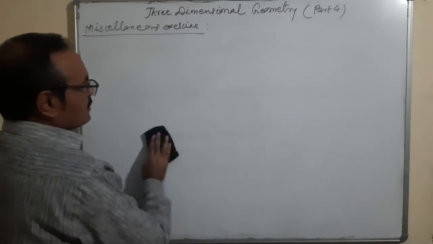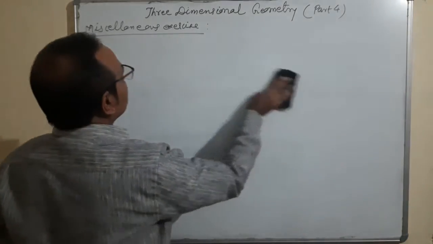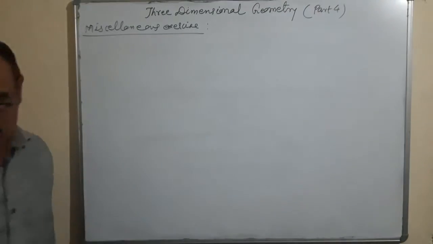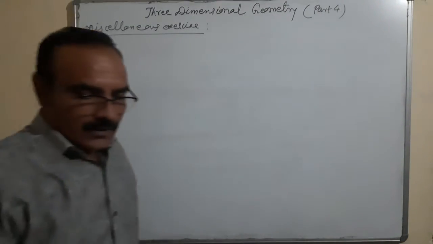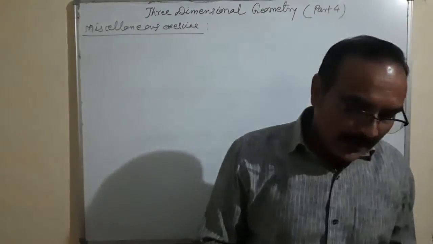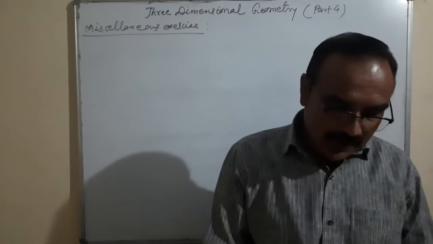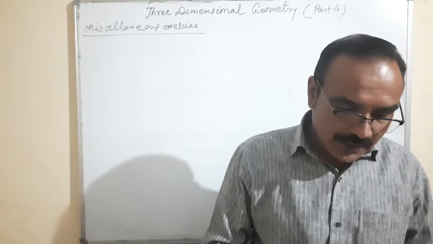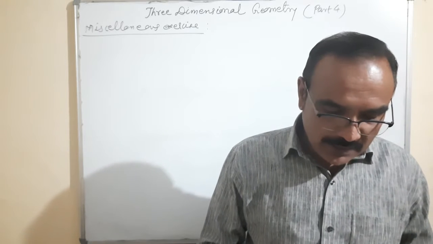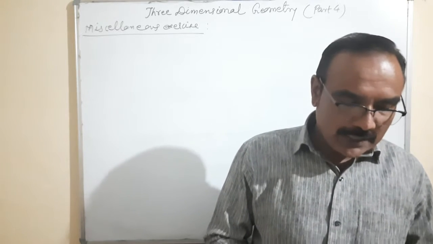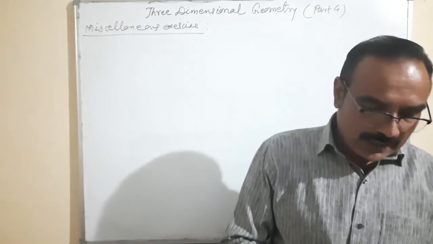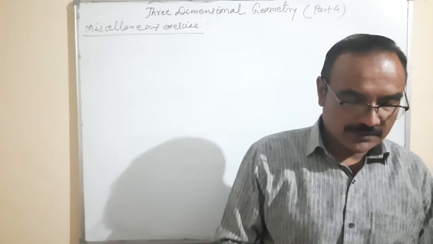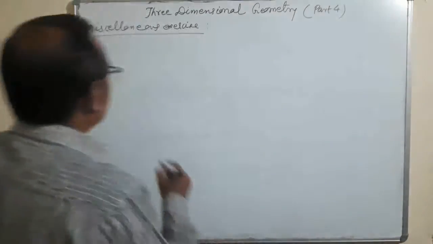Now see question number 2. If l1, m1, n1 and l2, m2, n2 are the direction cosines of two mutually perpendicular lines, show that the direction cosines of the line perpendicular to both the lines are m1 n2 minus m2 n1, l2 n1 minus l1 n2, and l1 m2 minus l2 m1. Okay, try to understand this question.